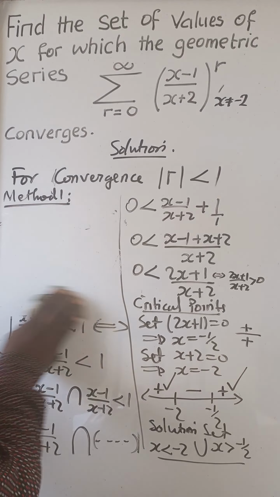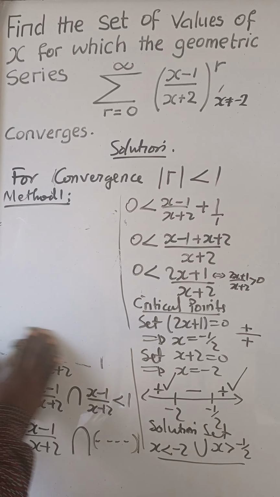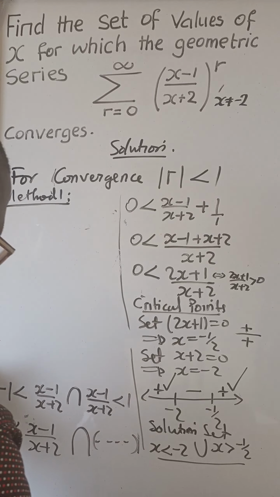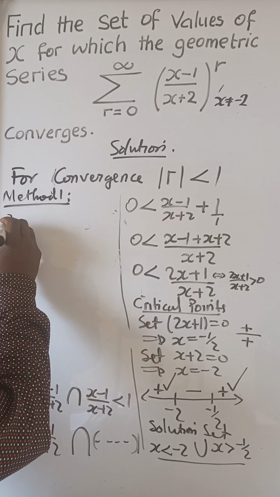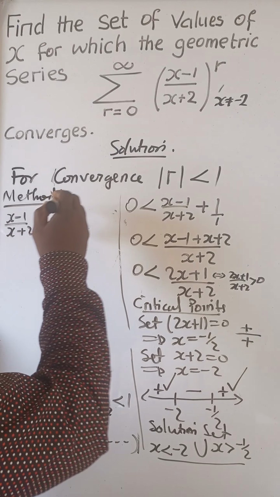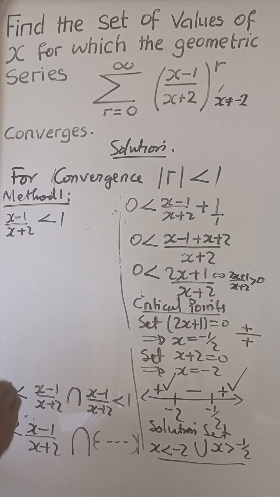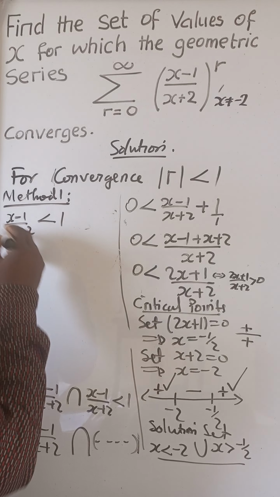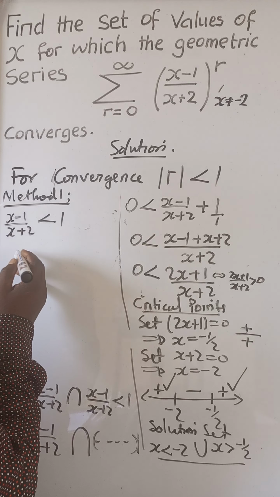See that method 2 is really long, but it is worth knowing. Let's take this other part. It says (x − 1)/(x + 2) < 1. Here we already have everything in its reduced form. This rational inequality is already in its reduced form.